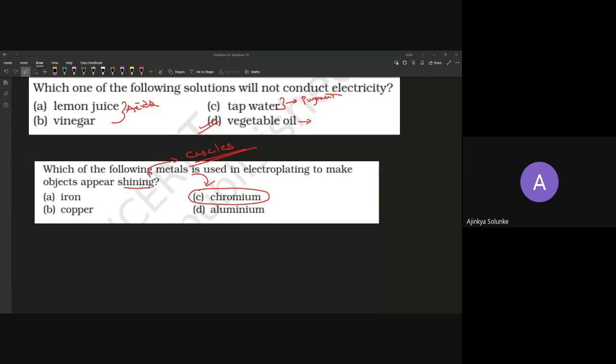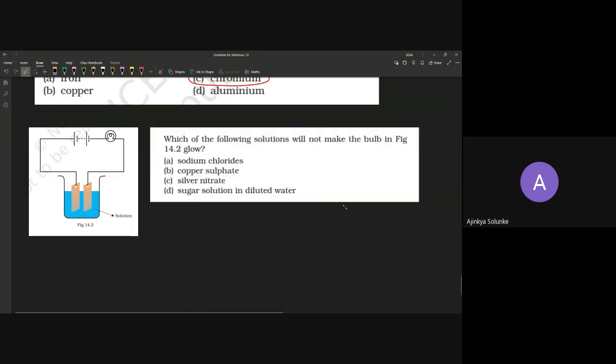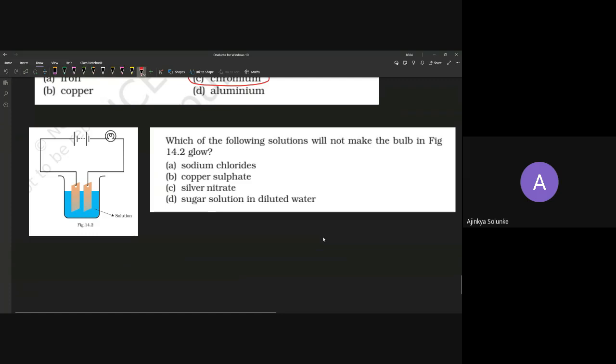Now, another question for you. This is one of the diagrams, and they're asking in this diagram, which of the following solutions will not make the bulb glow? So they're asking in which of the four conditions the bulb will not glow. Which solution cannot allow that bulb to glow? Sodium chloride, copper sulfate, silver nitrate, sugar solution in diluted water.